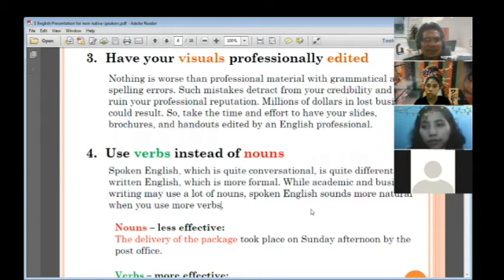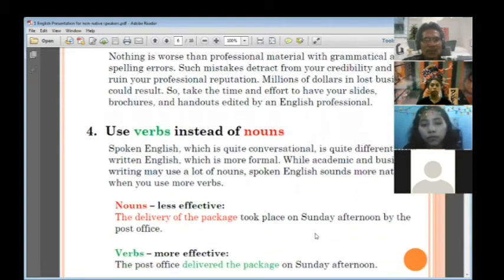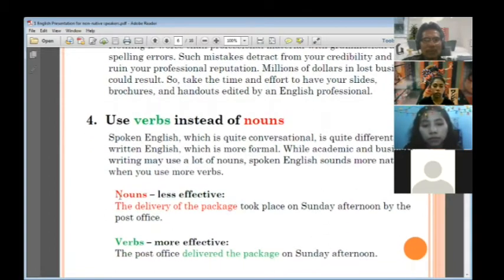Okay, class. Example here, noun, less effective: The delivery of the package took place on Sunday afternoon by the post office. This is less effective. It sounds like written English. How about spoken English? Use verbs more effectively: The post office delivered the package on Sunday afternoon. This is more simple, right?